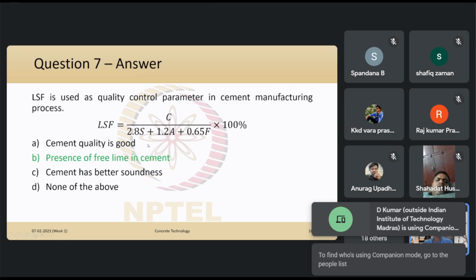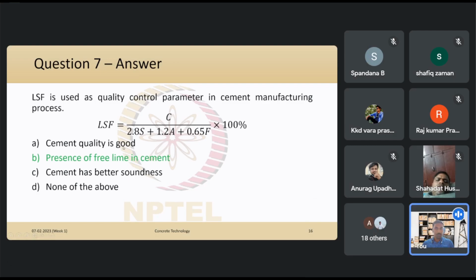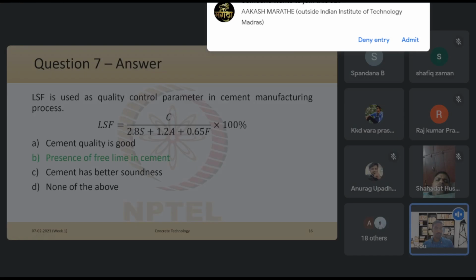So when it is greater than 100, the cement quality degrades. Why? Because it is related to option C, what we call soundness, right? By soundness, we mean how stable is the volume of the concrete when it hardens. So once the hydration starts, the concrete starts to harden, right? But during this process, if the volume changes drastically, right?